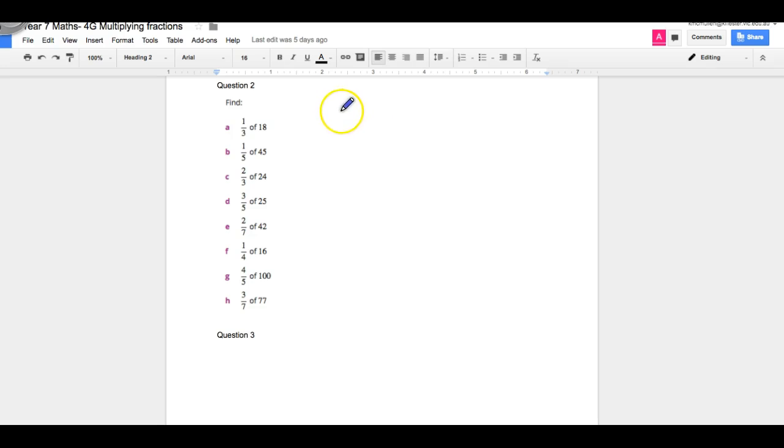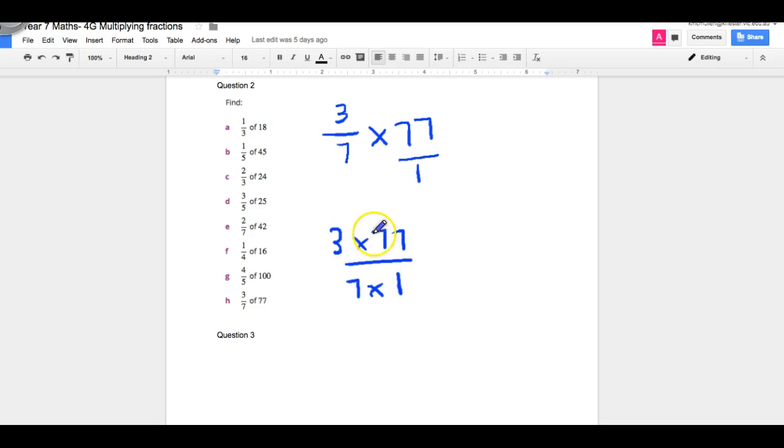Let's do H. So question H, we have 3 over 7 times 77. And I'm going to write that as a fraction, and 7 times 1. Is there a number on the top that can be cancelled by a number on the bottom? And there is. So I'm just going to circle it in red. And I strongly encourage you to do exactly the same, so you can see when you go back to your working out what you actually did. So 77 divided by 7 is 11, and then on the top we have the 3.